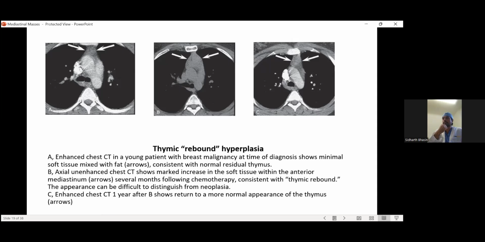The appearance can be difficult to distinguish from neoplasia, but it should not be treated as a carcinoma immediately. And then you can see the CAT scan 1 year after shows the return to a normal appearance of the thymus. So chemotherapy, and rarely radiation therapy, can also give you something called thymic rebound hyperplasia, which just needs to be watched unless it's giving you compressive symptoms.